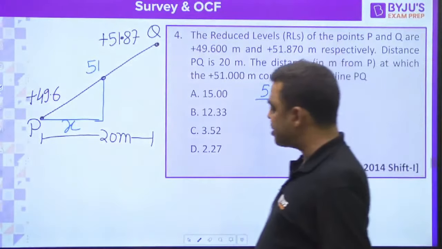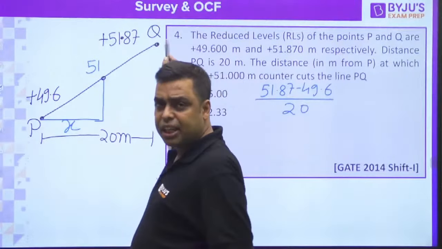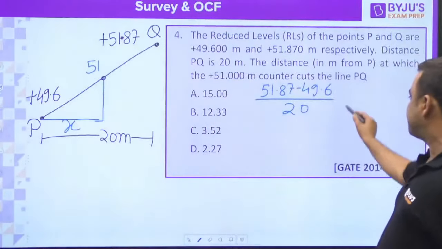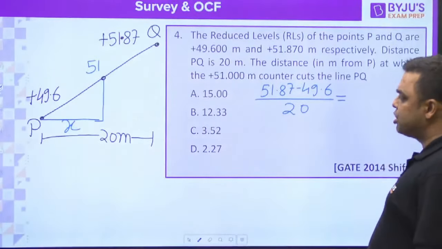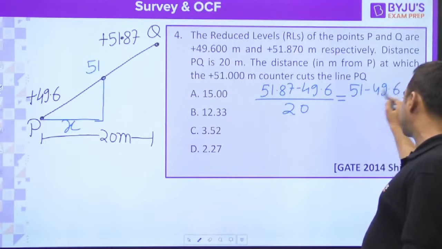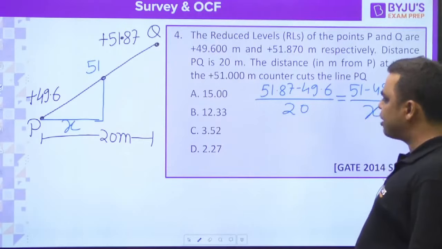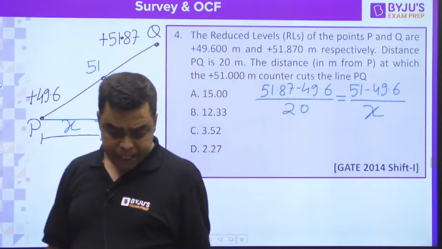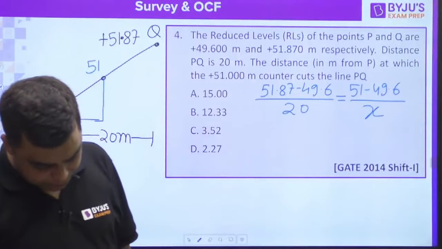Because these are the elevations. So elevations are what? Vertical height. These are not inclined distances. These are the vertical height. Right? Is equal to 51 minus 49.6 divided by x. So can we determine x? Is it coming?